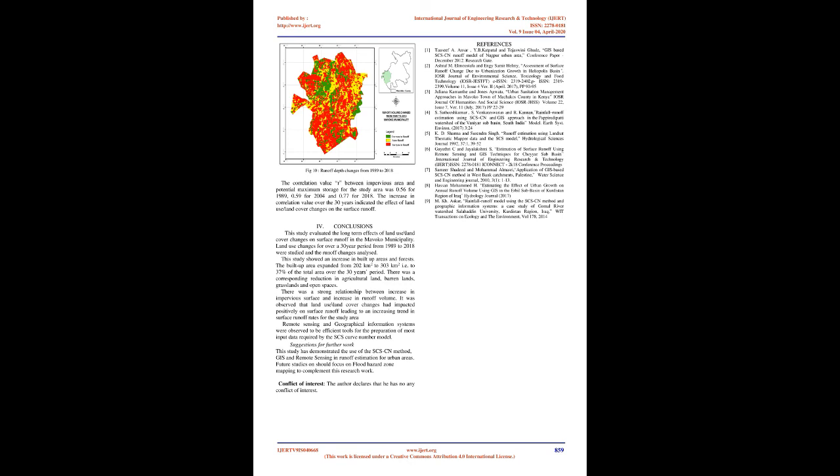There was a corresponding reduction in agricultural land, barren lands, grasslands, and open spaces. There was a strong relationship between increase in impervious surface and increase in runoff volume. It was observed that land use / land cover changes had impacted positively on surface runoff, leading to an increasing trend in surface runoff rates for the study area. Remote sensing and geographical information systems were observed to be efficient tools for the preparation of most input data required by the SCS curve number model.